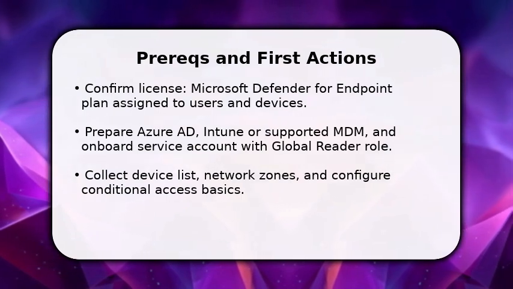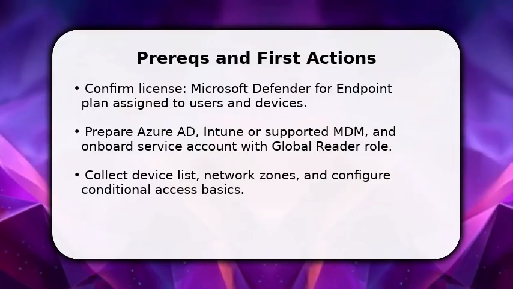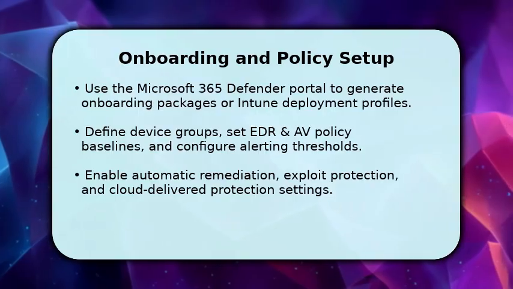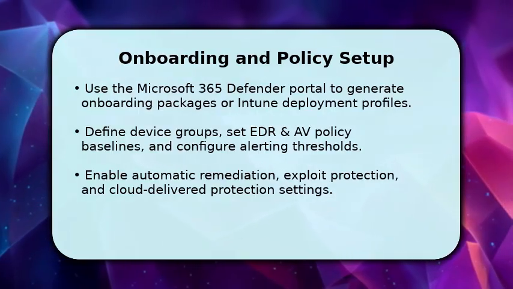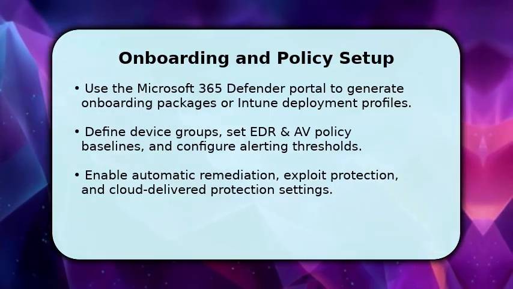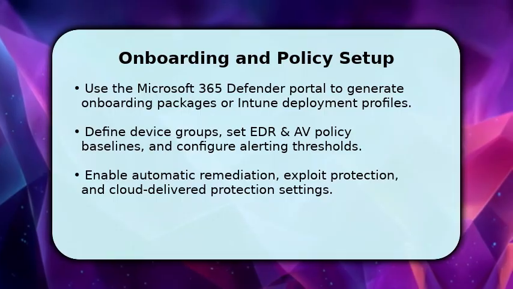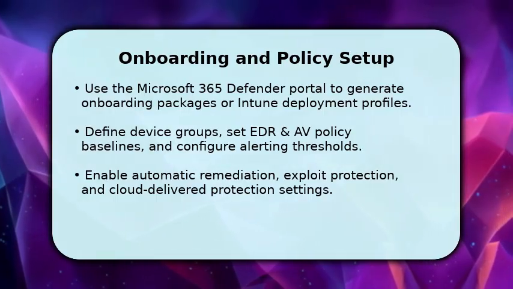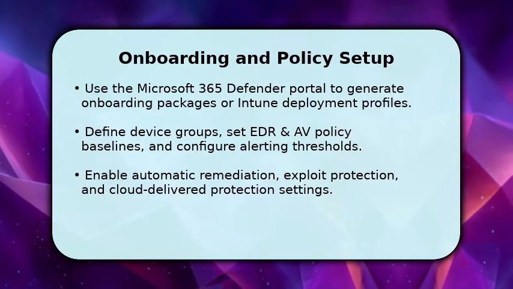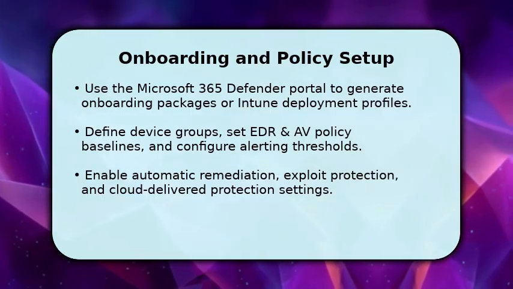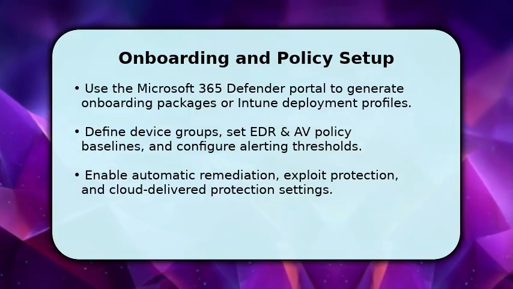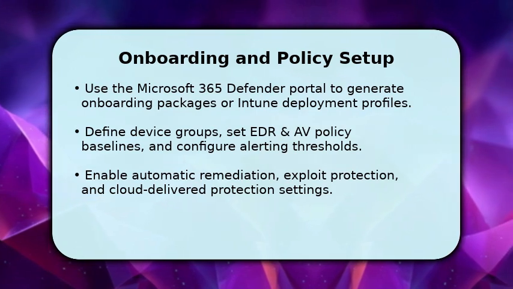You now onboard devices. Choose Intune, group policy, or local script deployment depending on scale. Deploy the generated package to a pilot group first to validate communication and policy application. Then create targeted EDR and antivirus baselines, set telemetry level, alert severities, and automated investigation scope. Once pilot results look good, roll policies to remaining groups. Also enable exploit and cloud protection, so preventative controls are active while you expand coverage across your environment.